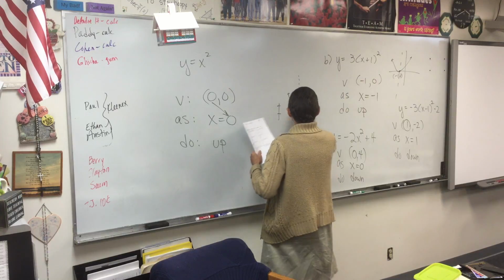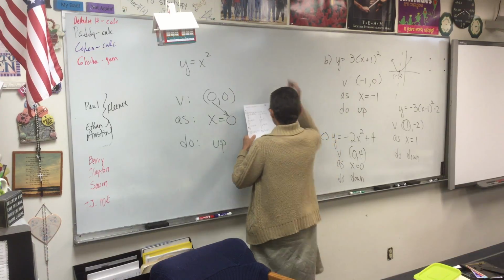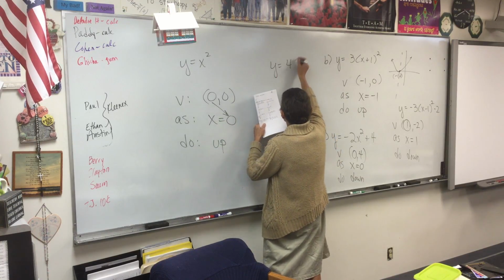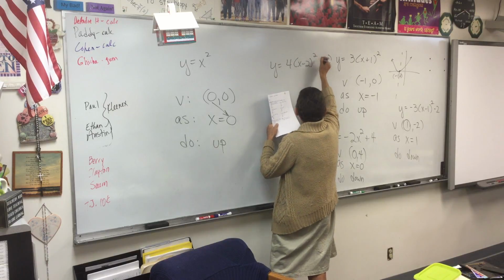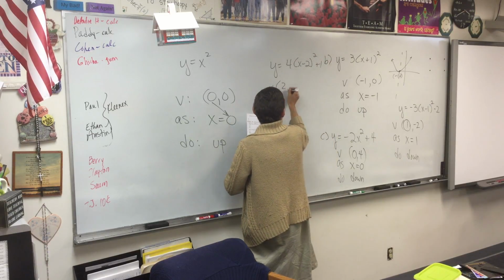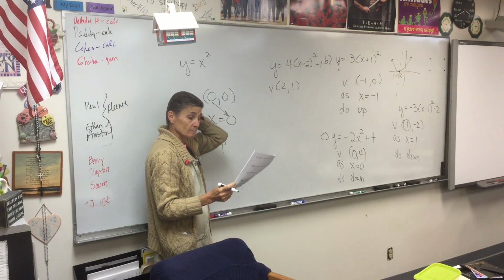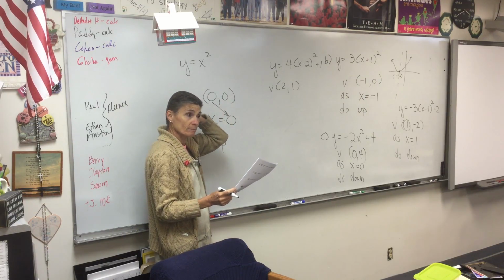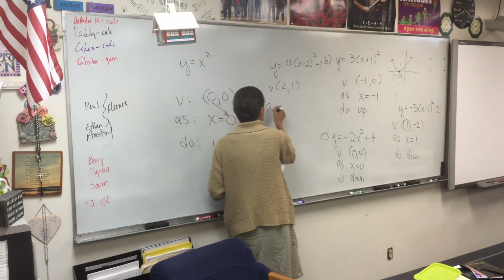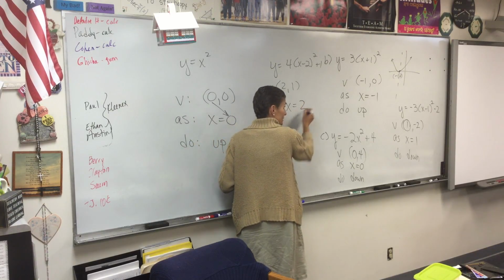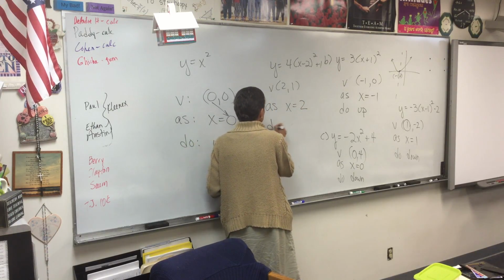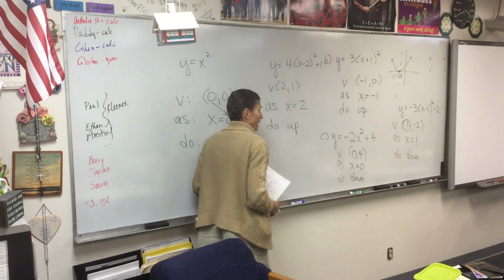One more, and then they're going to get a little bit more challenging. What about that last one? Vertex is at 2, 1. Everybody okay with that? Right 2 up 1? Yep. Morgan, you paying attention, sweetheart? Okay. Axis of symmetry is x equals 2, and direction of opening is up.